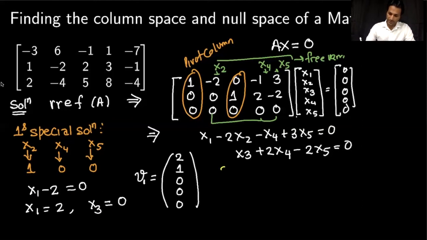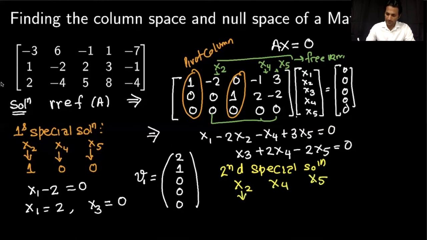Let's compute the second special solution. To calculate the second special solution, I will take x2, x4 and x5. These are my free variables. I will assign 0 to x2, I will assign 1 to x4, and then I assign 0 to x5. So basically I switch the 1. This time I will assign x4 to be 1, and I assign the rest of them the number 0.